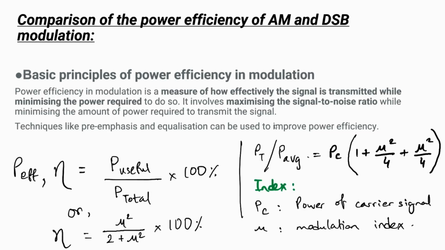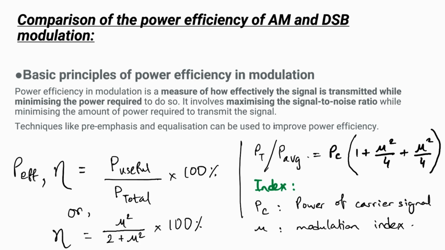Okay, so what are the basic principles of power efficiency in modulation? The power efficiency in modulation is a measure of how well a modulation scheme utilizes the available power to transmit information. A more power efficient modulation scheme uses less power to achieve the same or better transmission quality compared to a less power efficient scheme. Here I've provided the equations of calculating power efficiency from the modulation index.